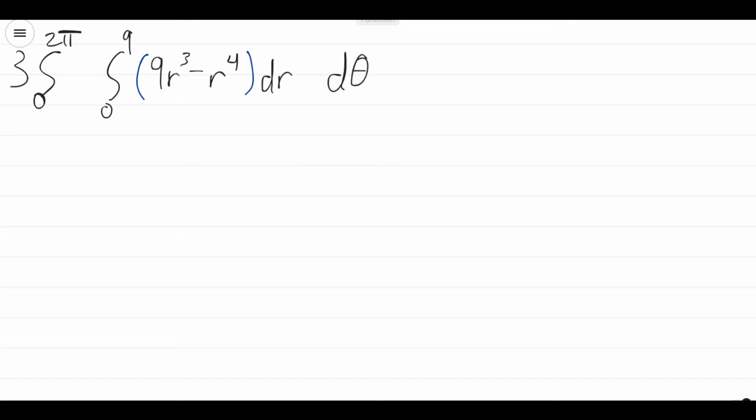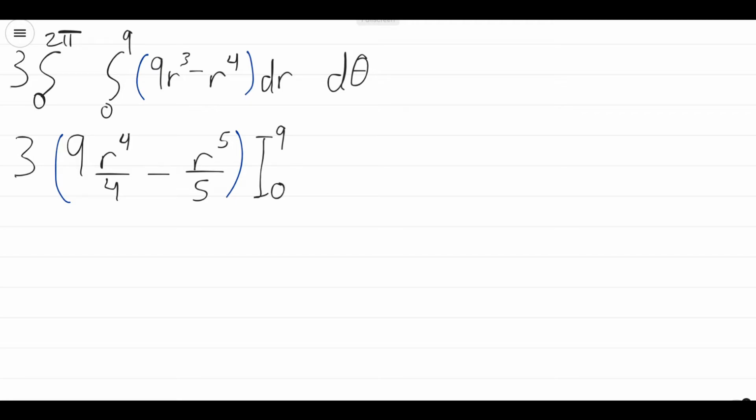So what we do here is we're going to integrate with respect to r. So we know 9r cubed integrated is 9r to the 4th over 4 minus r to the 5th over 5, bounded from 0 to 9. So now what I'm going to do is I want to have a common denominator so that way I can factor it out, because it makes it easier when you're plugging in numbers. So I always highly recommend this method, or at least get comfortable with it. Just make sure you don't mess up. So that's what I'm about to do.